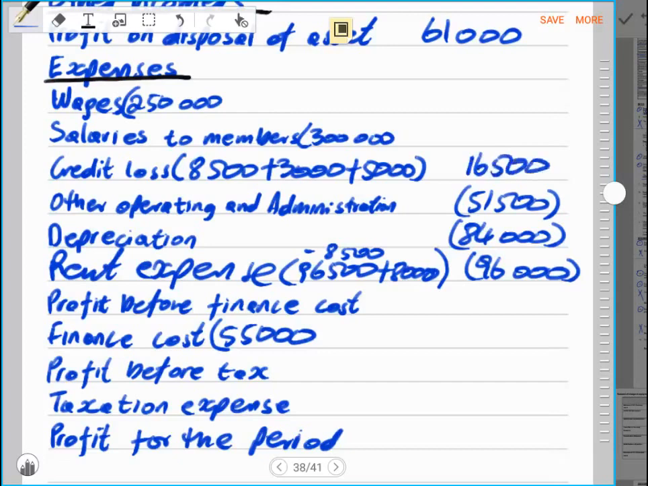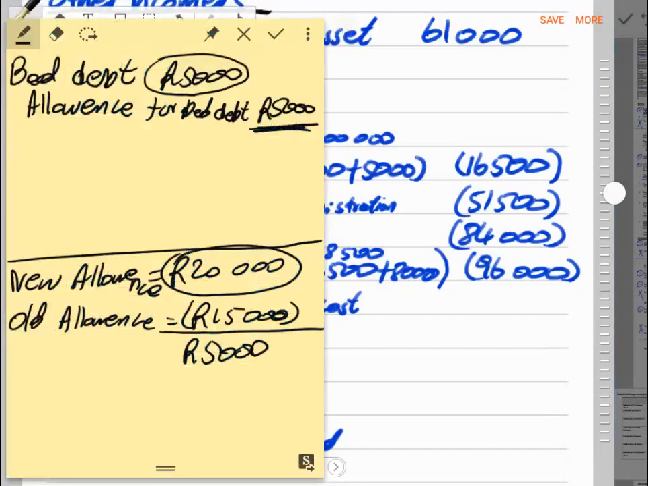16,500 rands is the total of the credit losses after the increase in the allowance for credit losses. So that will be 16,500 rands. That has to be recorded as negative. Let me just explain this to you further.